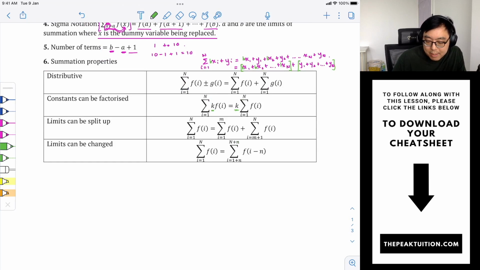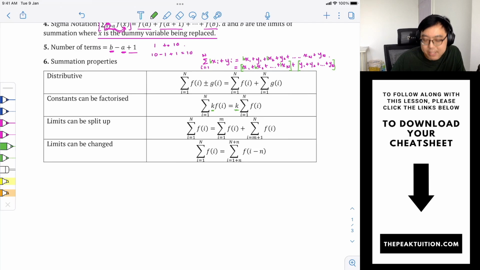And then limits can be split up. This is basically like if you're adding from the first term to the fifth term, you can then add from, let's say you want to find the sum of the first to the 10th term. You can split it up to find the first to the fifth term, then the 6th to the 10th term. Okay? So this is just breaking up the summation into two parts.